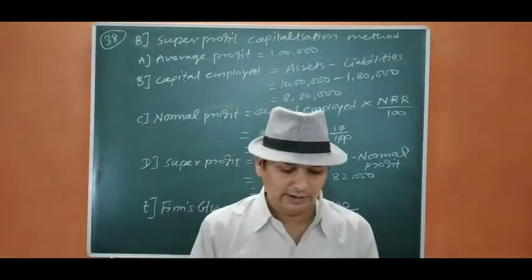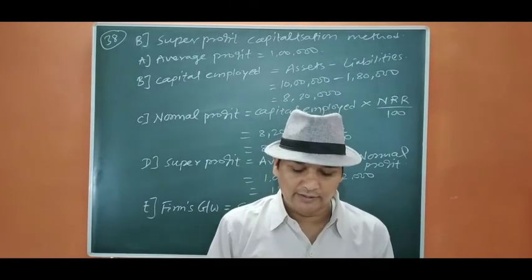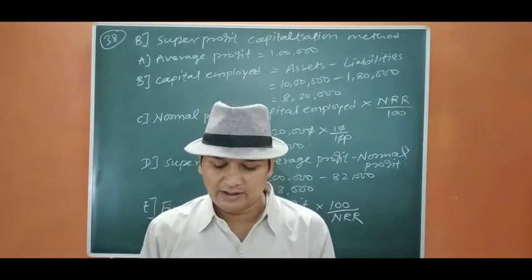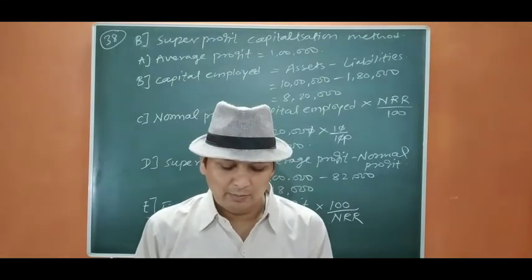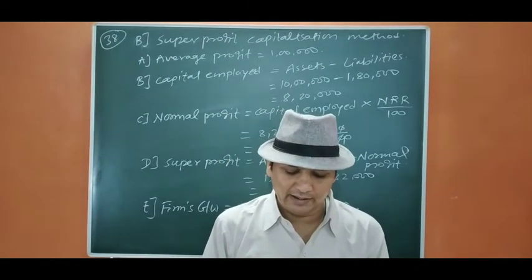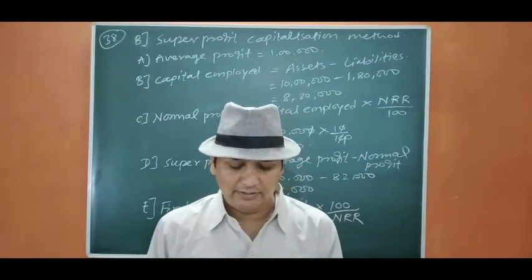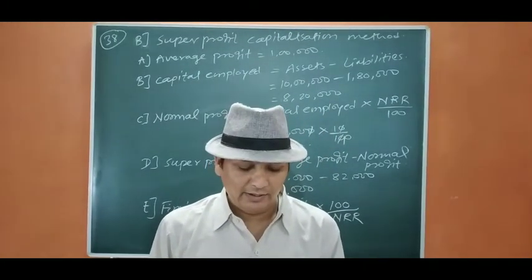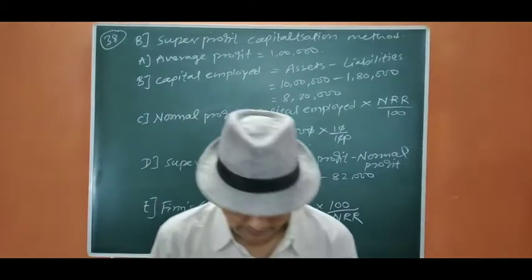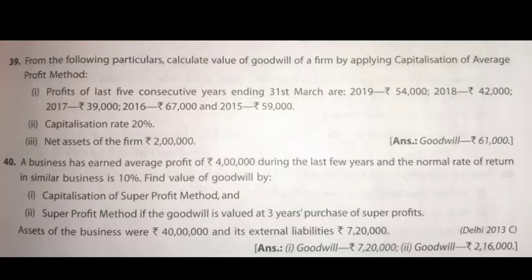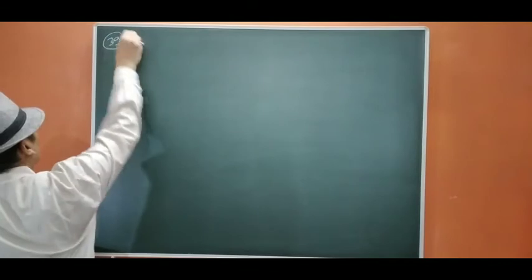Now we move to question number 39. From the following particulars, calculate value of goodwill of the firm by applying capitalization of average profit method. Profit for last 5 consecutive years ended are given. Capitalization rate is 20%. Net asset of the firm is 2 lakh. Okay, let us start. Question number 39. This question we have to solve by average profit method.